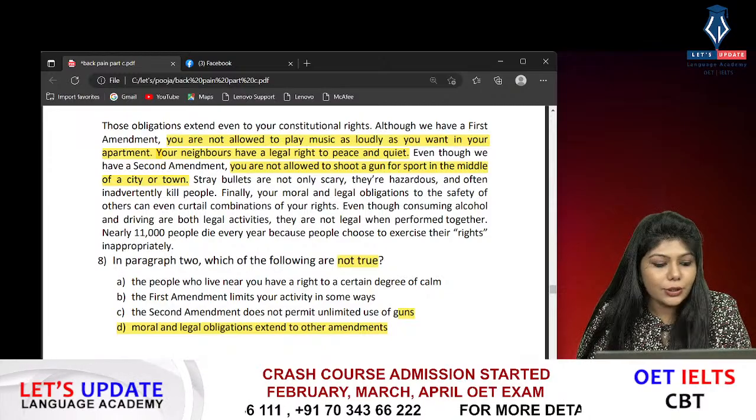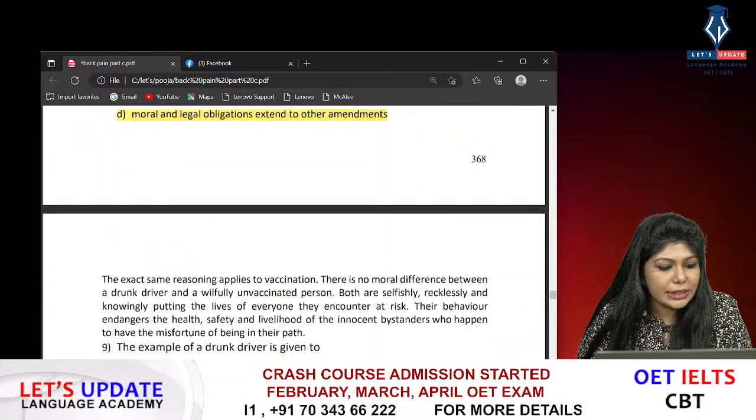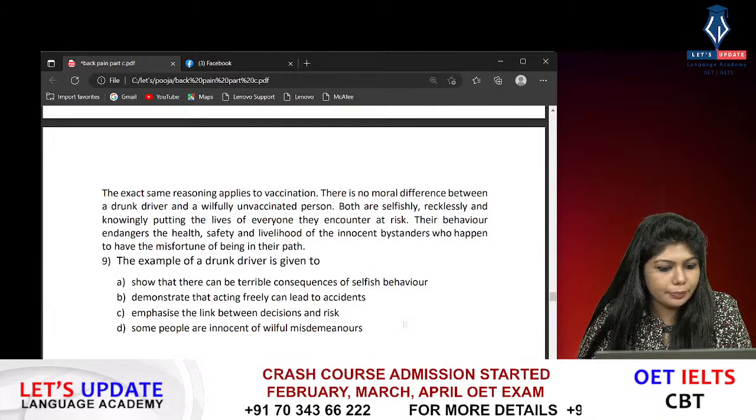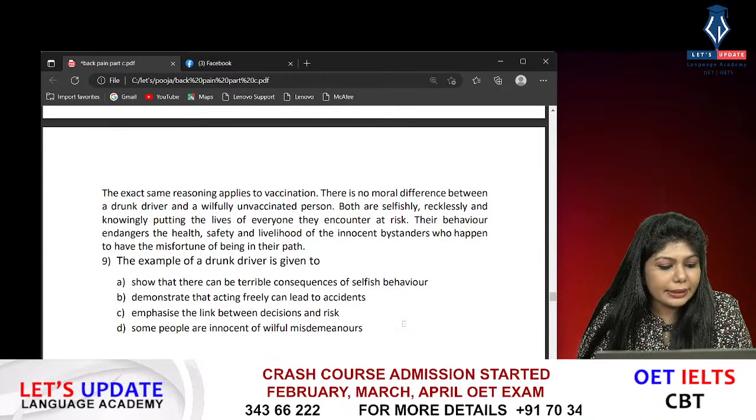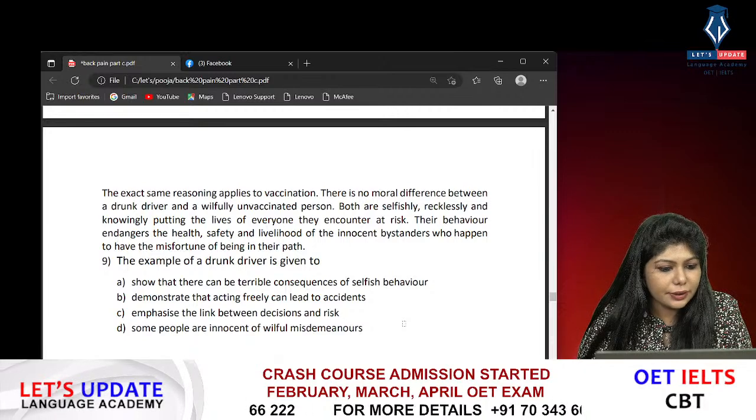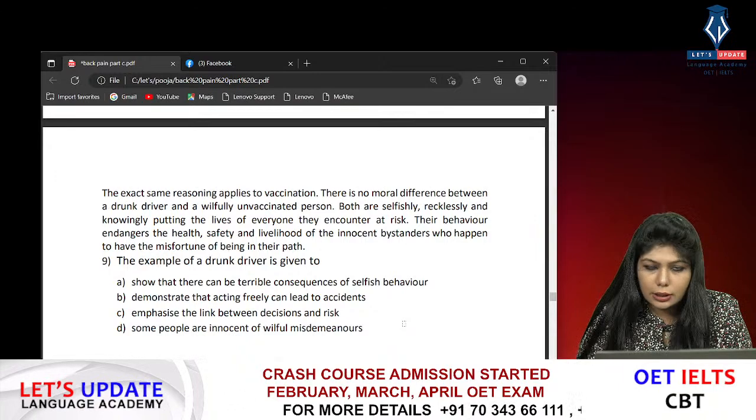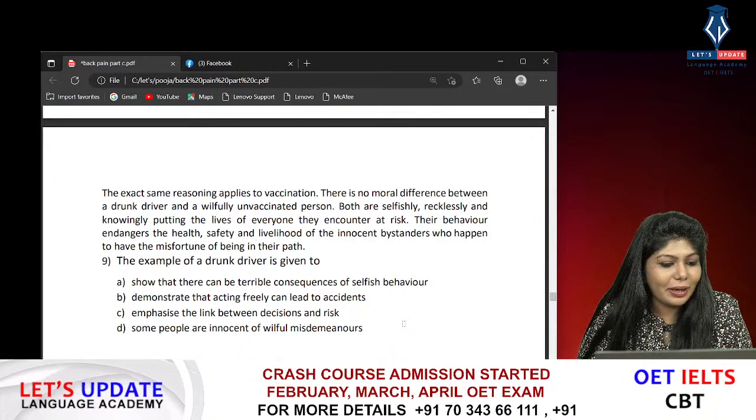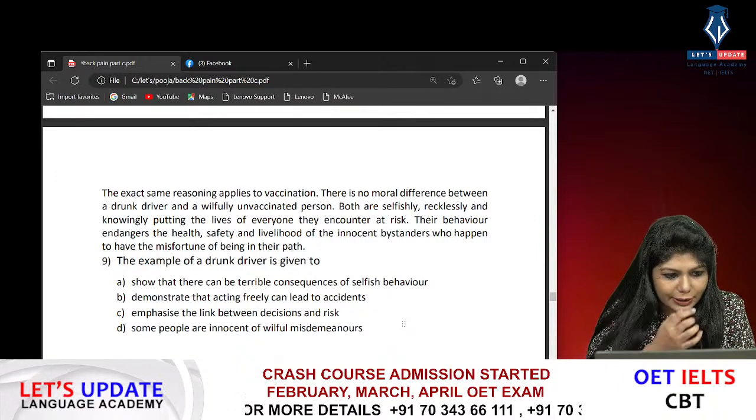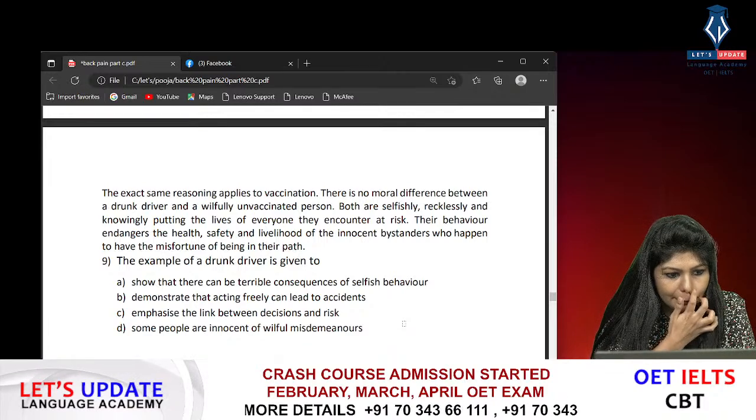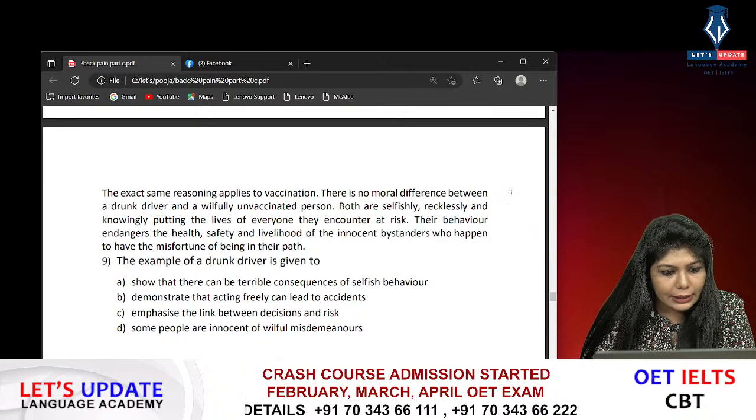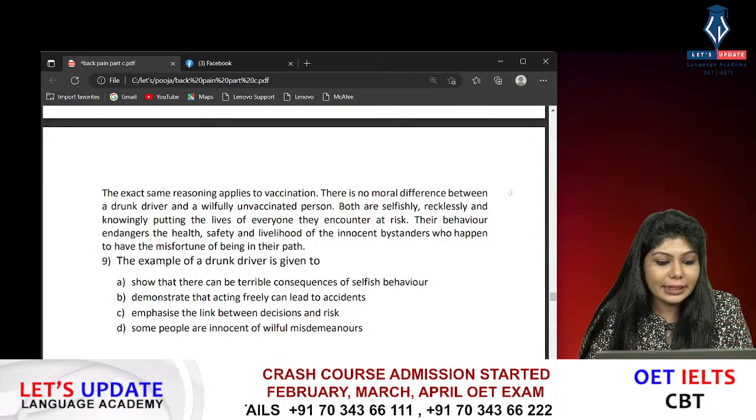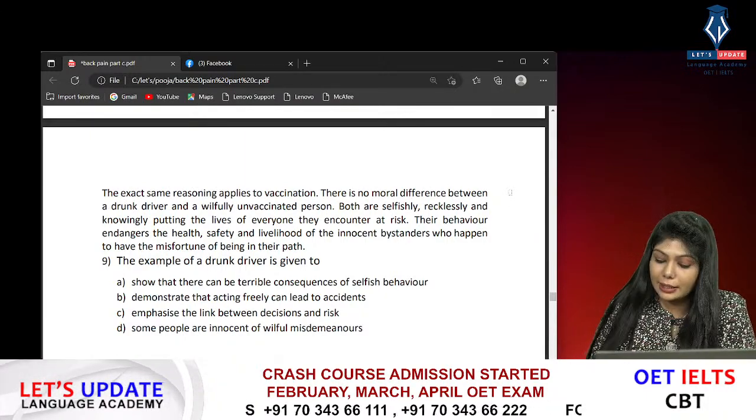Okay, so moving on to question number 9, where the example of a drunk driver is given. The paragraph is what you can see over here. I'll give you a minute to read it silently, and then we shall discuss it together.